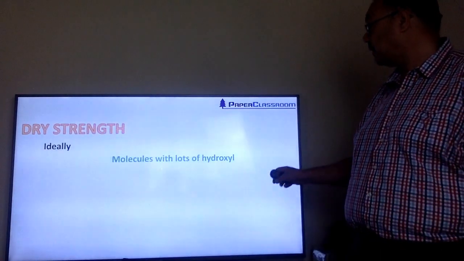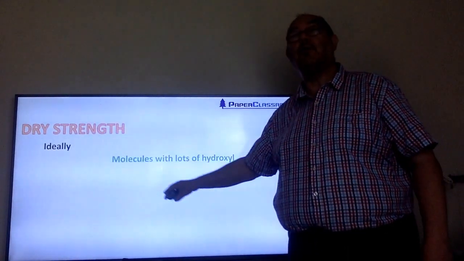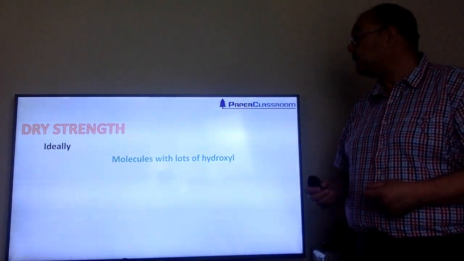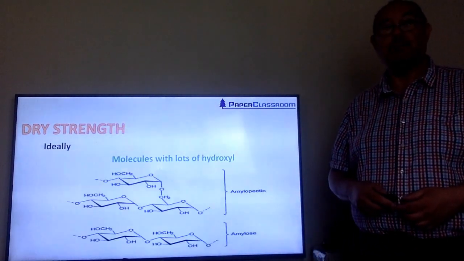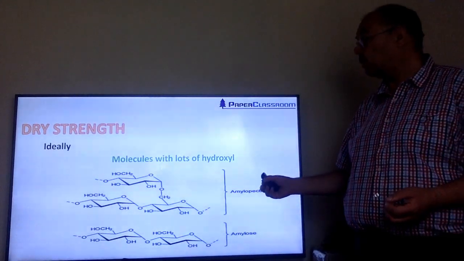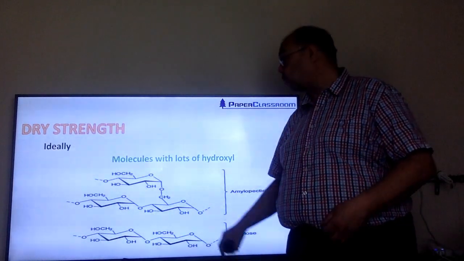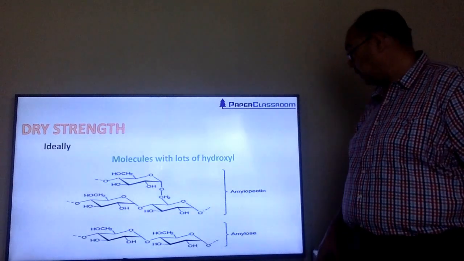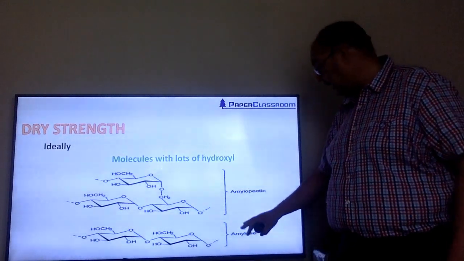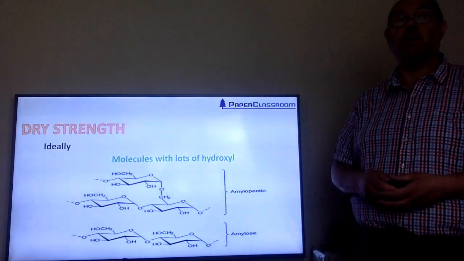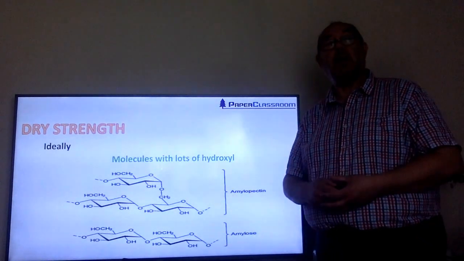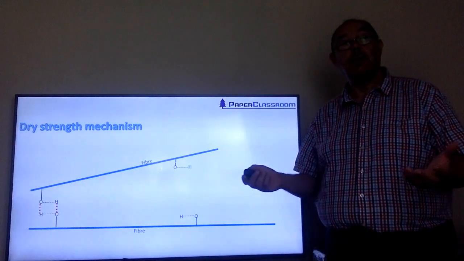Ideally, if we want to improve the dry strength of a sheet, we need to have molecules with lots of hydroxyl groups there. And the perfect molecule for lots of hydroxyl groups will be starch. We've got the amylopectin type of starch, we've got the amylose type of starch, it doesn't really matter. It's the hydroxyl groups that we're really interested in.